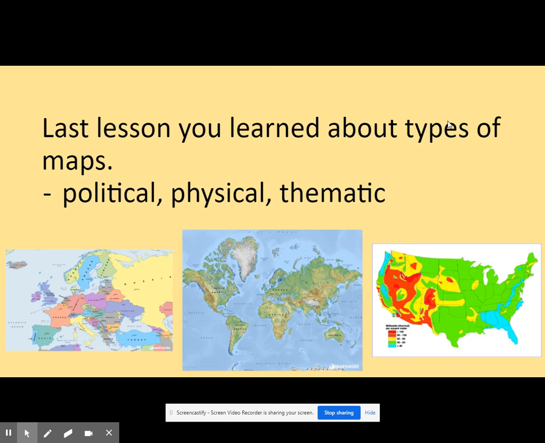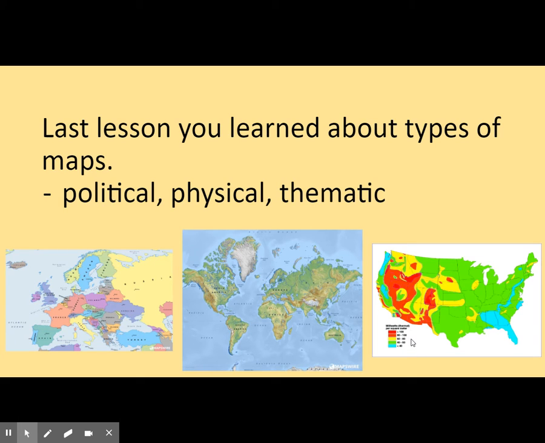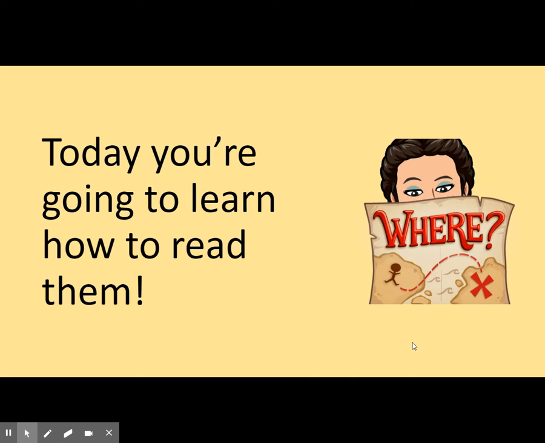So, in the last lesson, you learned about the different types of tools that geographers use, and you got to see specifically the different types of maps. You have political maps, physical maps, and thematic maps. Now that we know we have these types of maps, you're going to have to know how to read them, because it's very important, both in geography class and your social studies classes, that you are able to read different types of maps that you're given. So today you're going to learn exactly how to read a map.